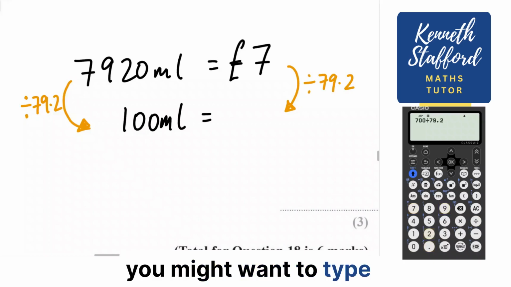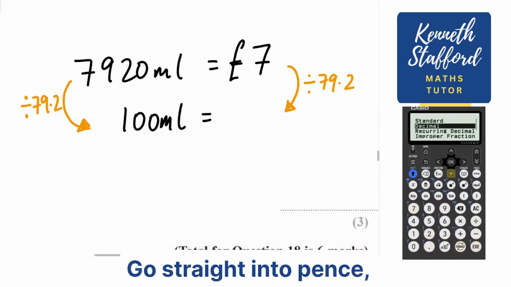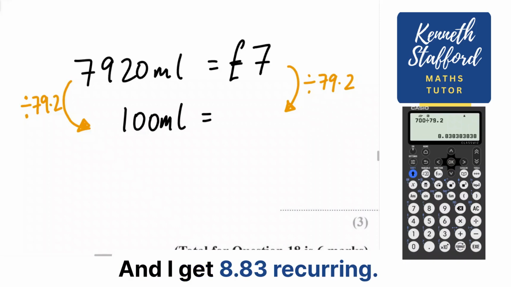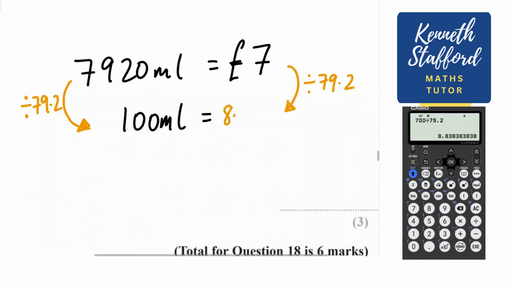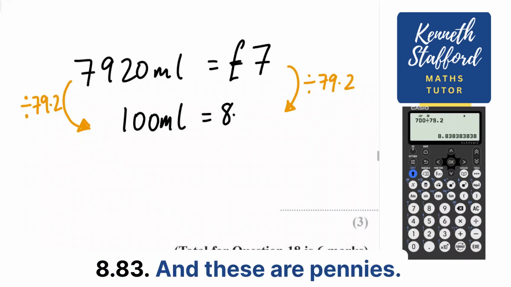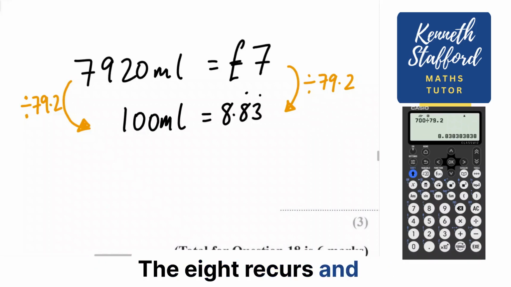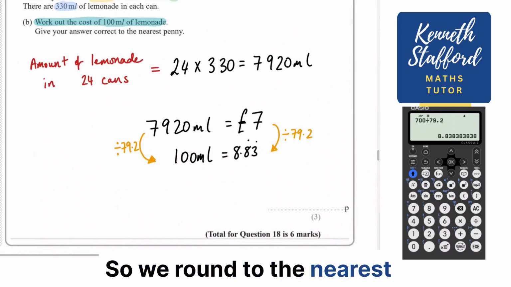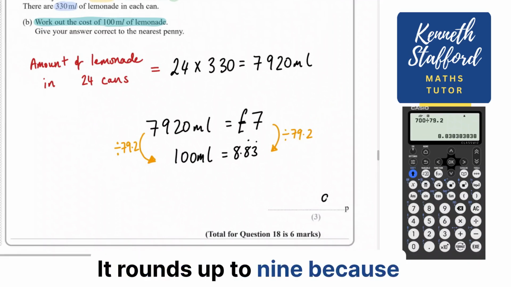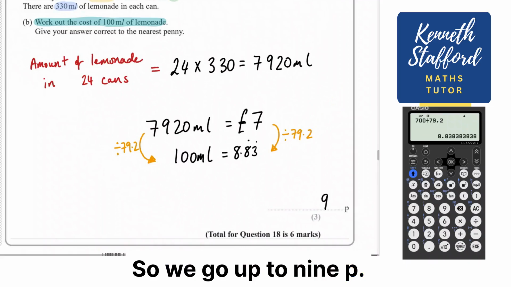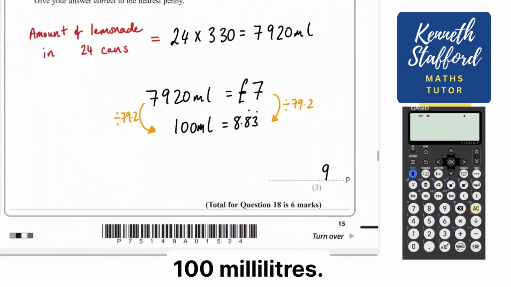Now, you might want to type it in as 700 pence. Go straight into pence because we're going to end up in pence here, aren't we? And I get 8.83 recurring. 8.83, and these are pennies. The 8 recurs and the 3 recurs. And it wants the answer to the nearest penny, so we round to the nearest whole number. It rounds up to 9 because the 8 after the 8 is 5 or above, so we go up to 9p. So it's 9p per 100 millilitres.